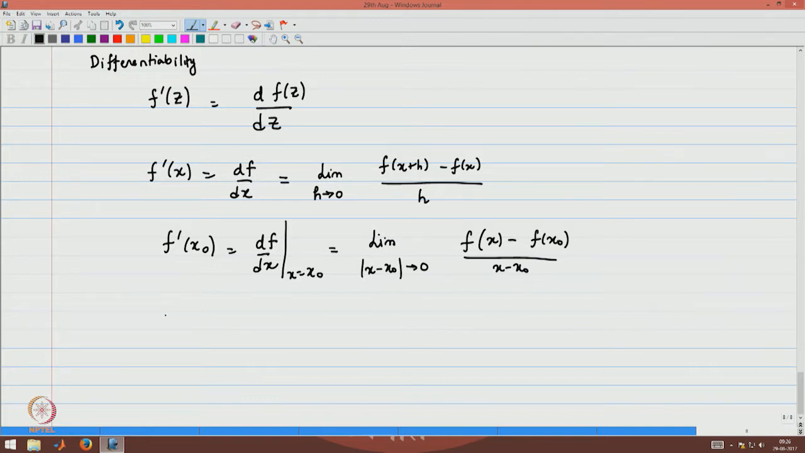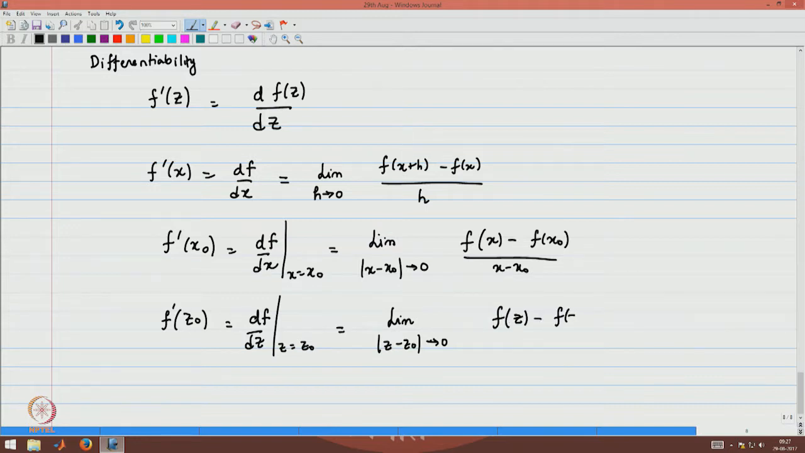Now I'll use the same way. So f prime at z 0 is equal to df by dz evaluated at z equal to z 0. This I'll write as limit as z minus z 0 tends to 0 of f of z minus f of z 0 divided by z minus z 0. So this is the definition of the derivative, exactly the way you define the derivative in this case. Now there is a little subtlety in this.